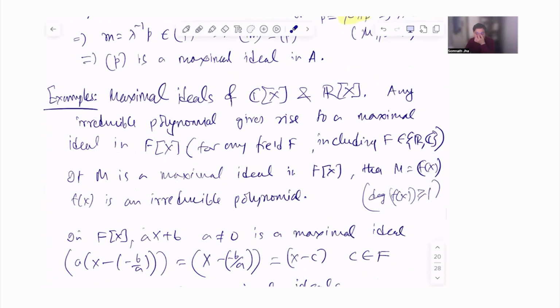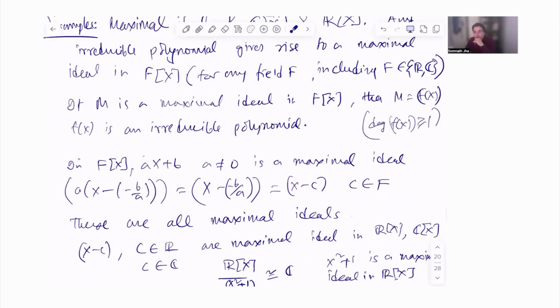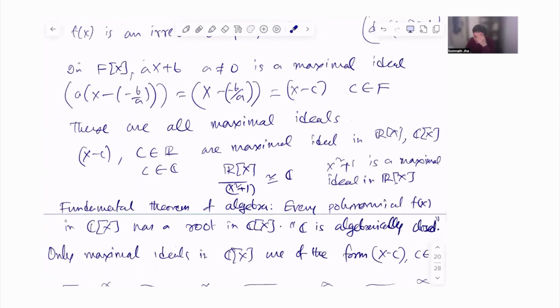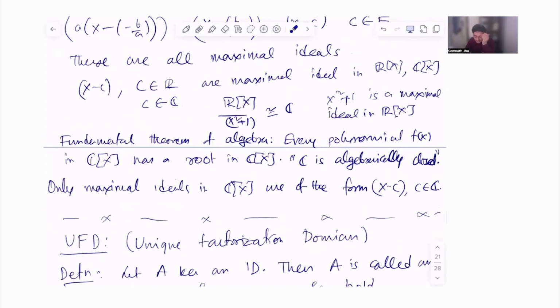And then using that, we classified maximal ideals in the rings R[x] and C[x]. In R[x], a maximal ideal can be generated by a quadratic polynomial; in C[x], every maximal ideal is given by a linear polynomial. That is because maximal ideals correspond to irreducible polynomials, and C is algebraically closed.